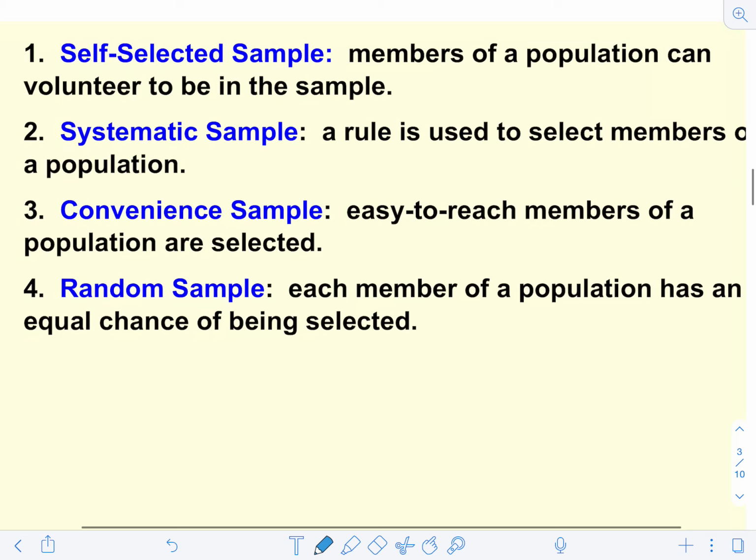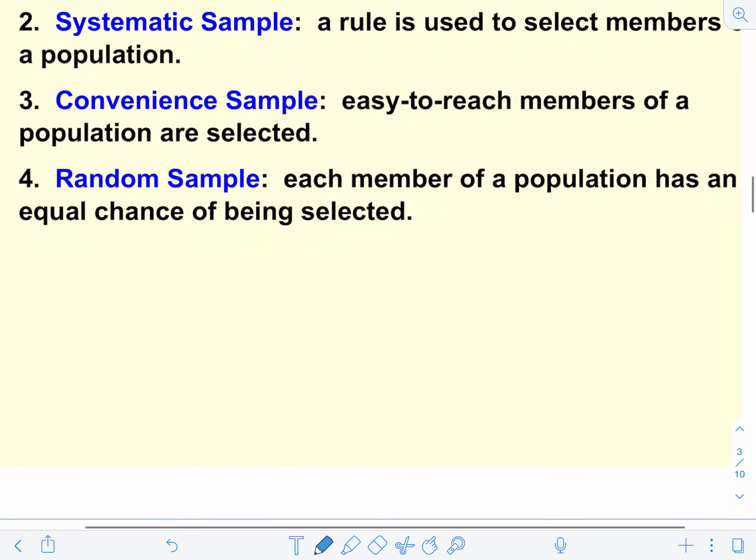The first one is called self-selected. That means that members of a population can volunteer to be in that sample, so it's up to them. The second one is called a systematic sample. That's exactly what it sounds like. There's a system they're using to find this sample. In other words, you use a rule to select the members of a population.